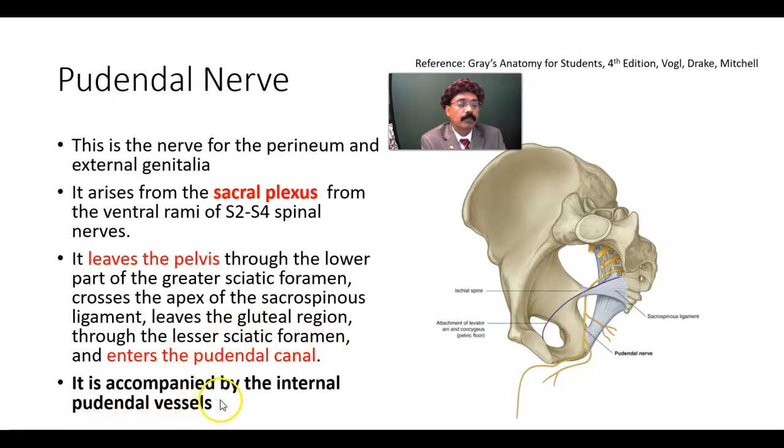It is accompanied by the internal pudendal vessels throughout. So this nerve is accompanied by internal pudendal vessels.